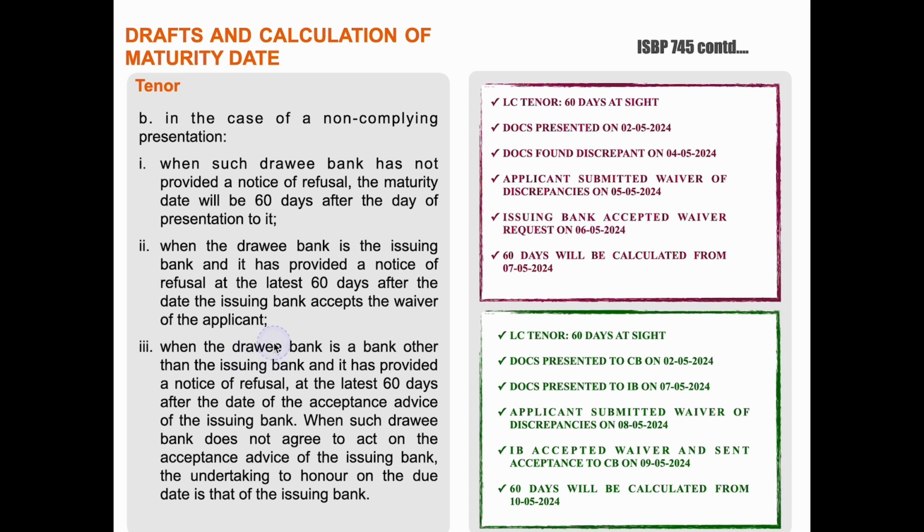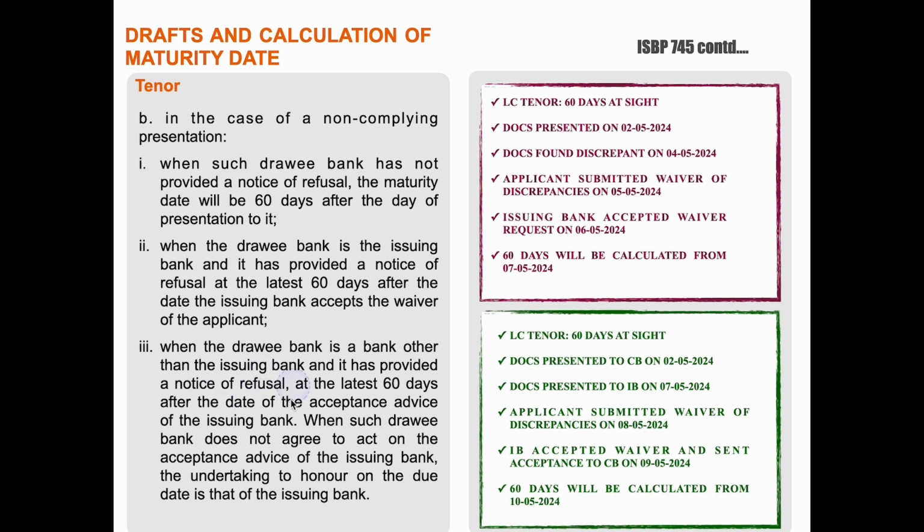Next one is, what if the drawee bank is a bank other than the issuing bank? Means the draft is drawn on a bank other than the issuing bank. Usually, if the LC is confirmed, then the draft will be drawn on the confirming bank. And if the LC is available by acceptance with the nominated bank, then the draft will be drawn on the nominated bank. But if the documents are discrepant, even if the issuing bank has accepted the discrepancy waiver from the applicant, the confirming bank or the nominated bank does not have any obligation to accept such a waiver. In such cases, how to calculate the maturity?